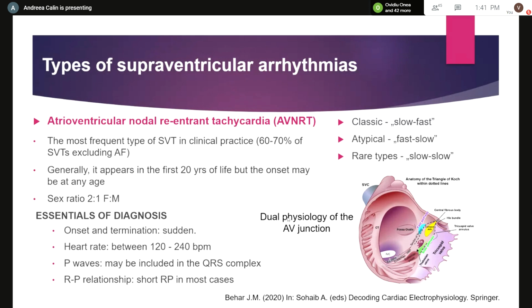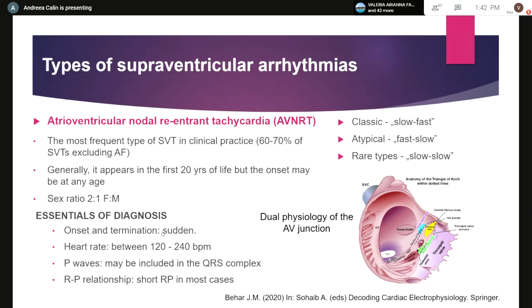I don't know if we have enough time to discuss some frequent supraventricular arrhythmias: atrioventricular nodal reentrant tachycardia and atrioventricular reentrant tachycardia, which are the most frequent SVTs. Atrioventricular nodal reentrant tachycardia is the most frequent type of supraventricular tachycardia in clinical practice. It appears in the first 20 years of life, but the onset may be at any age.